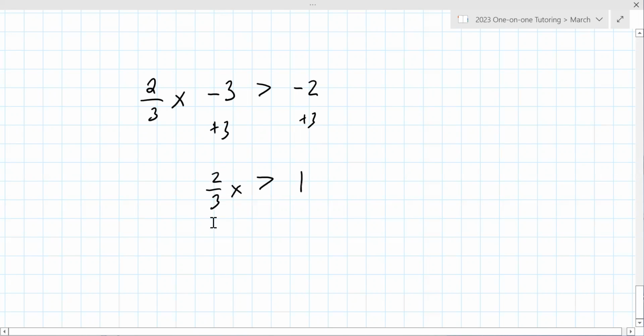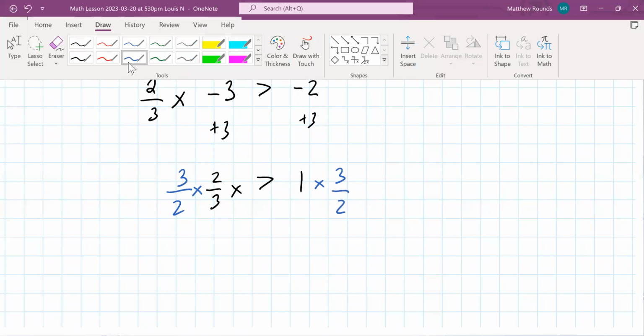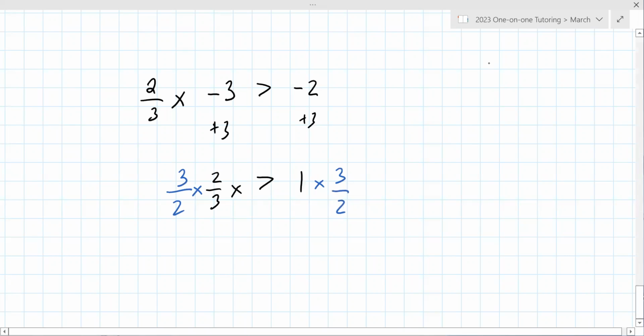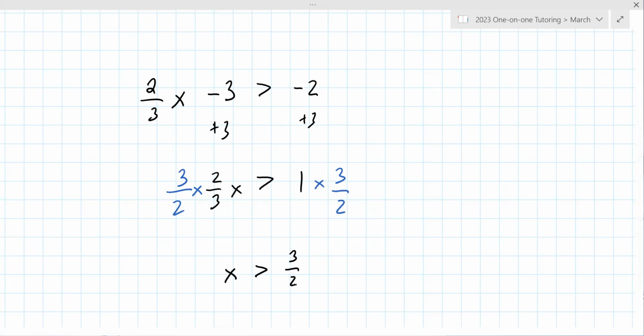How do you undo multiplication by 2/3? Division. So you could divide by 2/3, but this is very awkward. You learned long ago that you actually don't want to do that. Is there another way? What could you multiply by? Turn it into a decimal. How about the reciprocal? Oh, okay. That makes sense. So you should not divide by a fraction if you can avoid it. Sometimes you have to, but in this case, you can also multiply by the reciprocal. X is greater than 3/2. Okay. That's it.